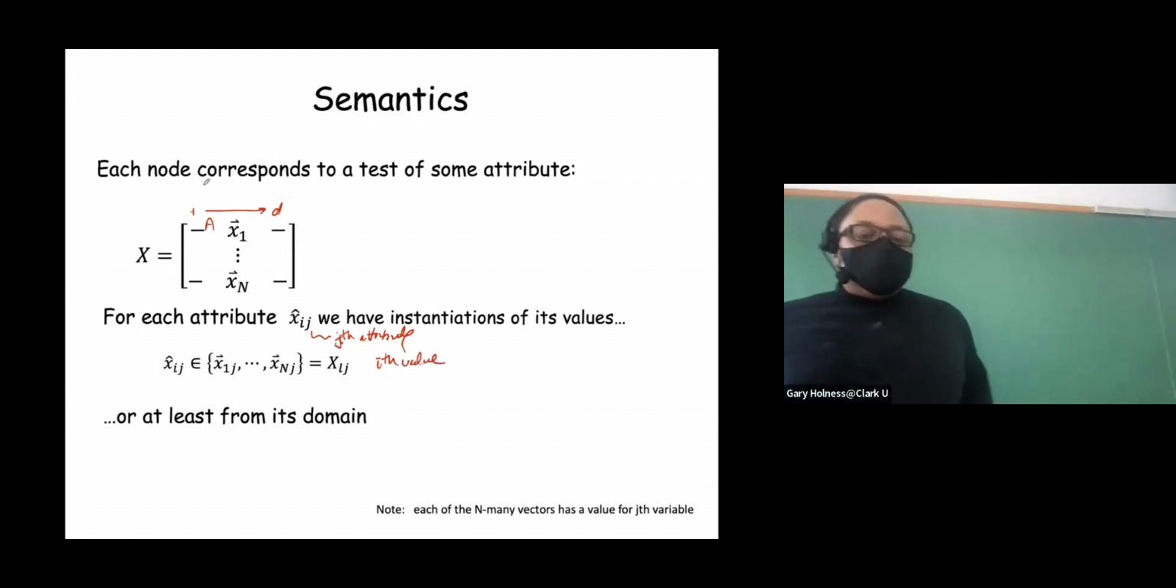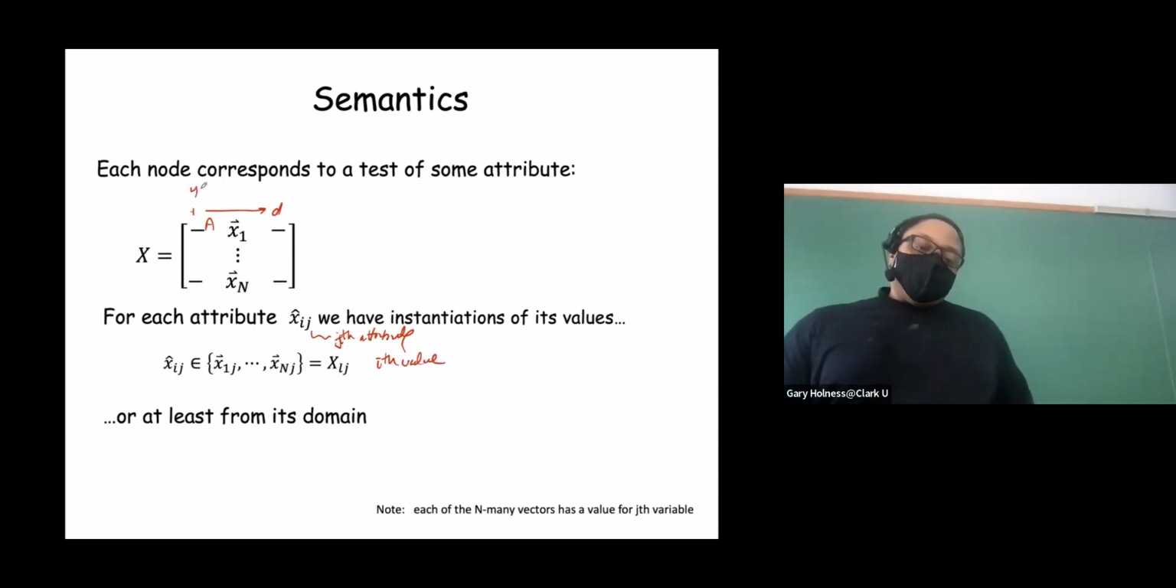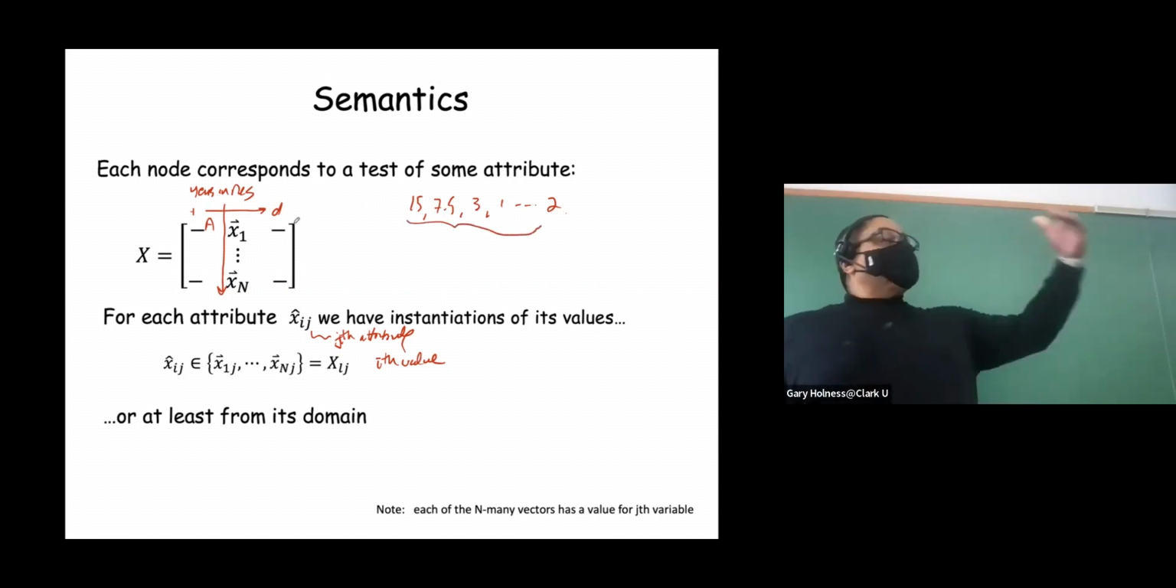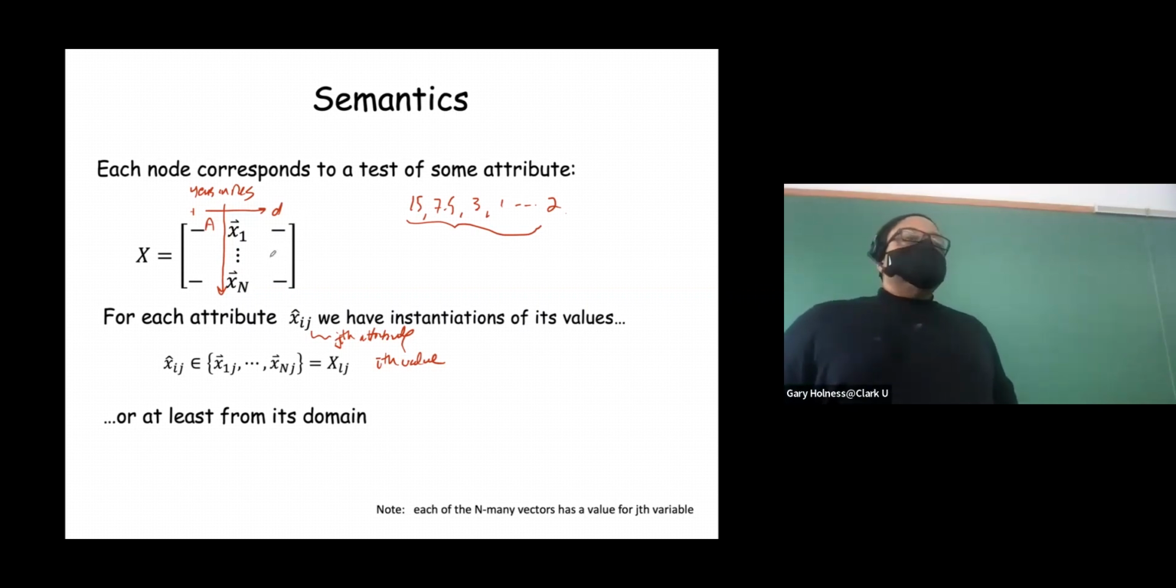And so let's say we had, for example, years in residence from our mortgage approval problem. If we go down through each one of our vector instantiations, looking at years in residence, you might have 15, another one that was 7.5, another one that was 3, another one that was 2, 1, 2, and so forth. So what we're looking at here is all of the different values that a particular variable can take on across the data set. Does that make sense?